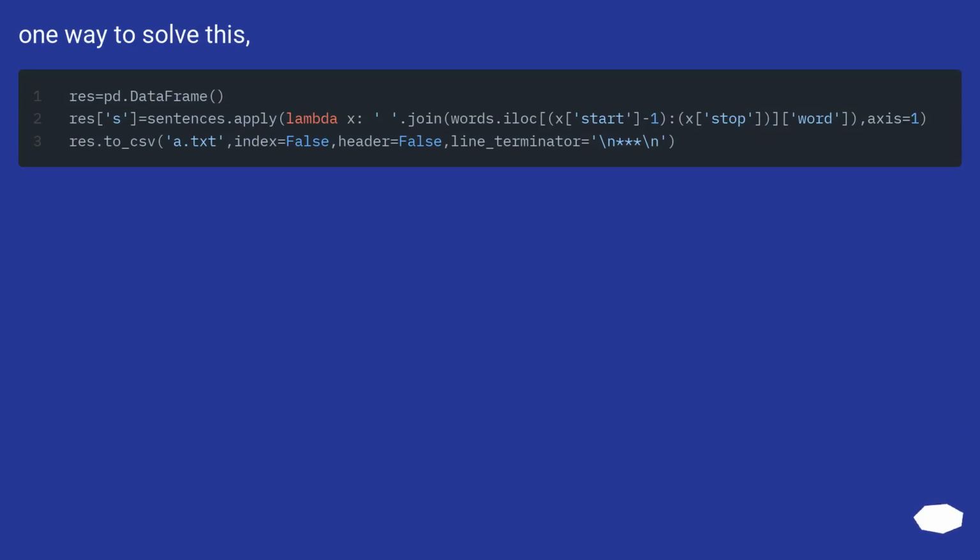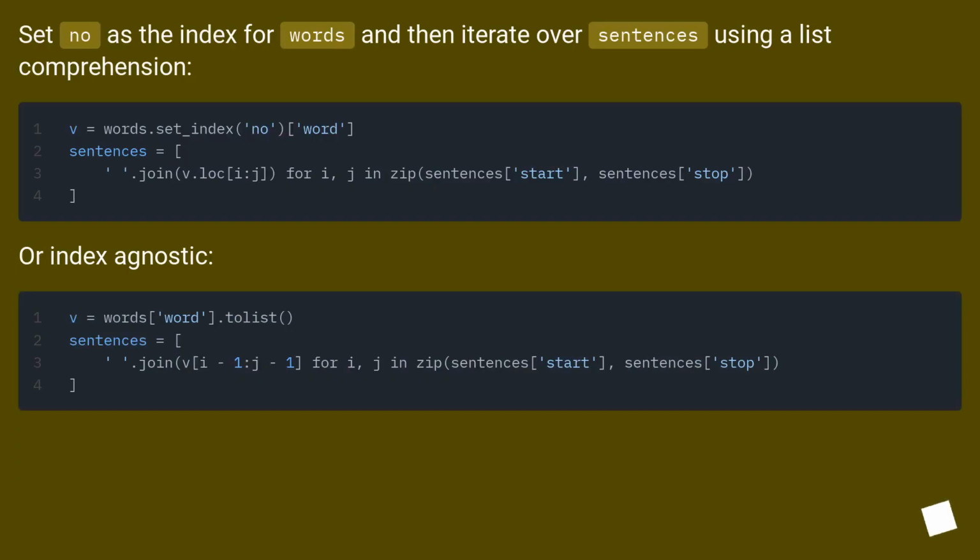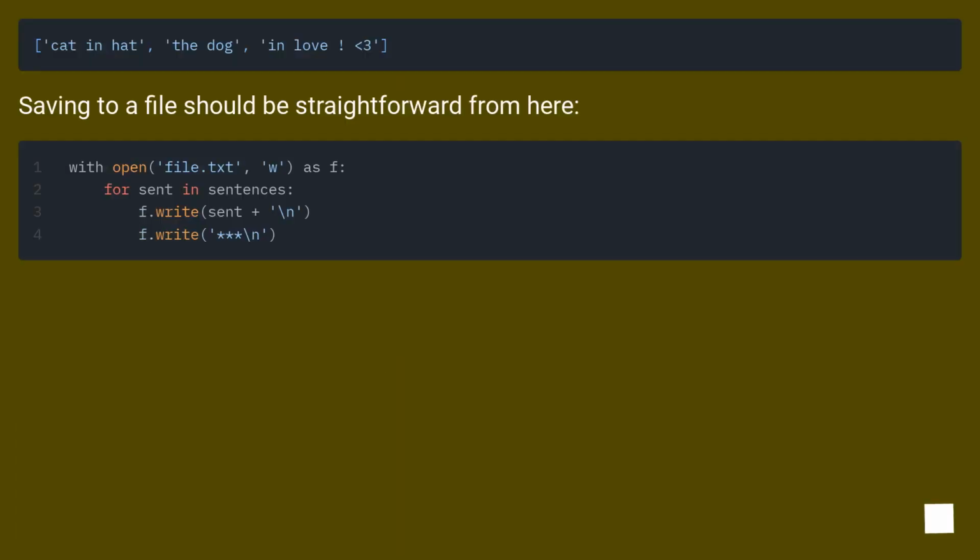One way to solve this: set no as the index for words and then iterate over sentences using a list comprehension. Or index agnostic. Saving to a file should be straightforward from here.